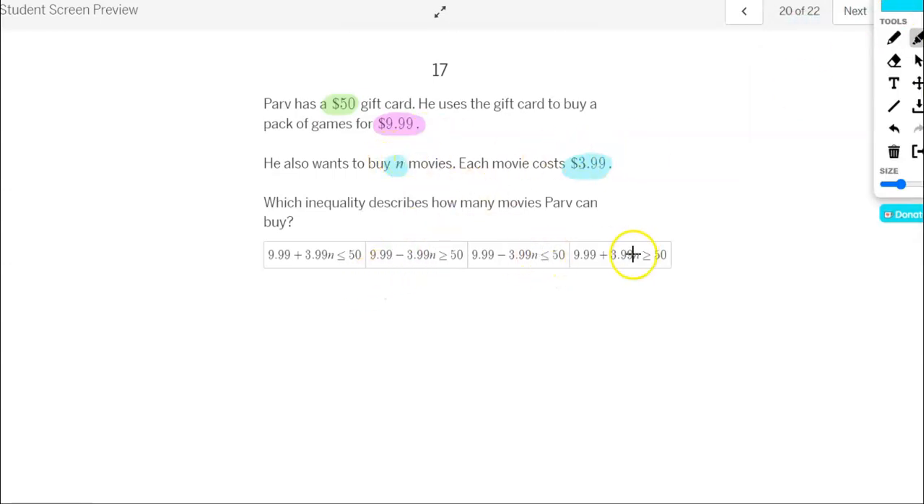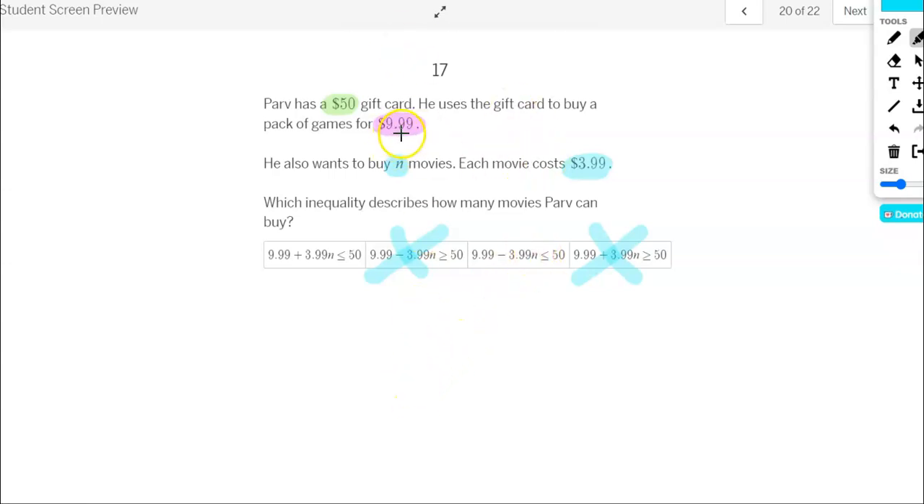So the first thing we can look for, and they all say the same thing. They all say $3.99 n, so that doesn't help us any. We also know that he has a $50 gift card, so he can't spend more than $50. So what that means is this one right here wouldn't be, we could mark that one out, rule that one out. We could also rule out this last one because those both say we can spend more than $50. He only has $50. So it's either going to be this first one or this third one.